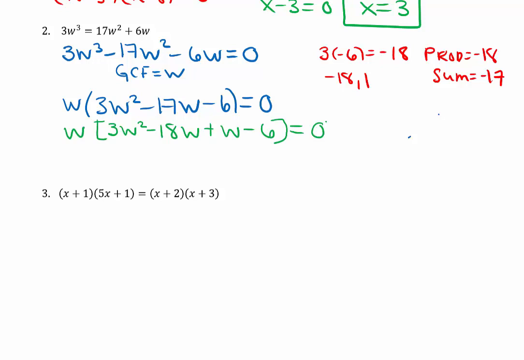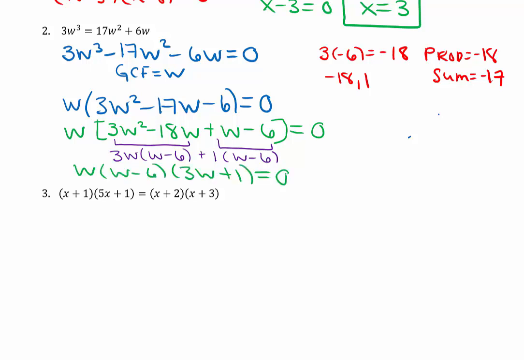Notice I kept the GCF there, the w is still in front. I copy down the first term. I break the middle term up into a negative 18w plus 1w, copy down the negative 6. The first two terms, I can take out a 3w, left with a w minus 6. The second terms don't really have a GCF, but you can always pull out a 1, and you still have the w minus 6. So in factored form, I have w, w minus 6, 3w plus 1.